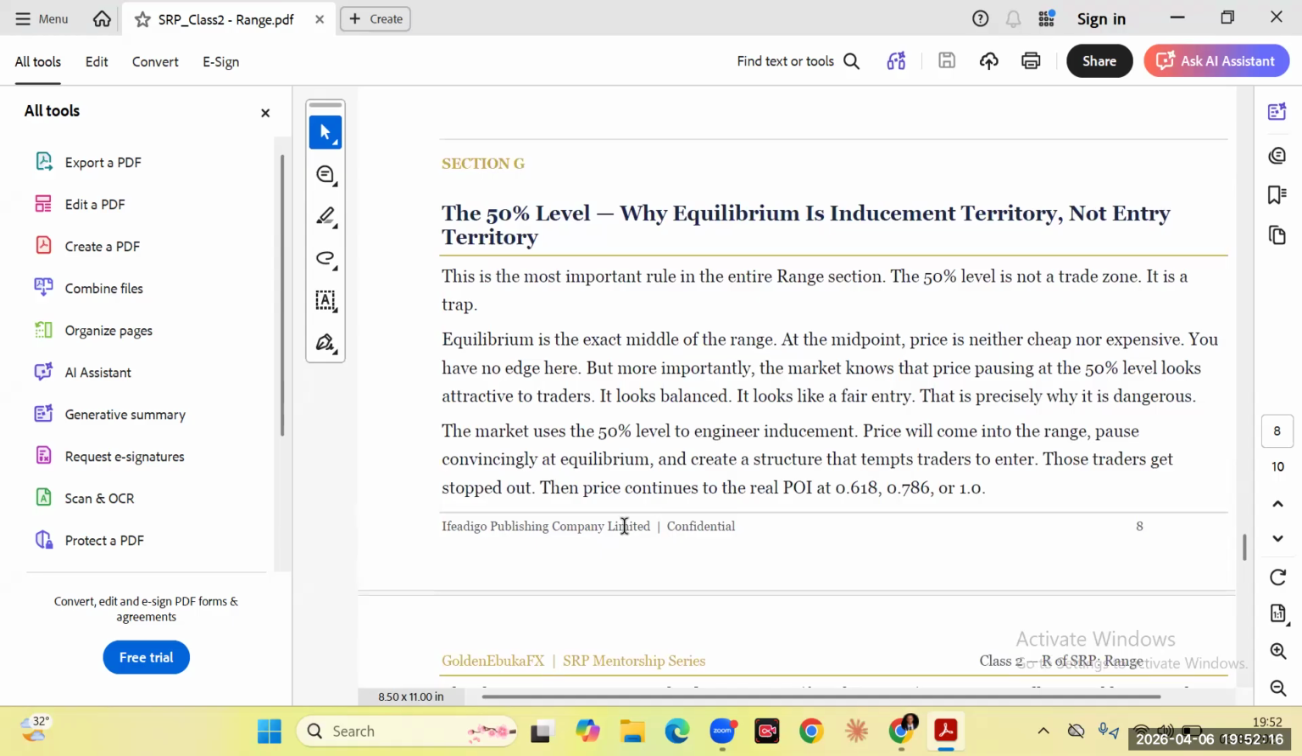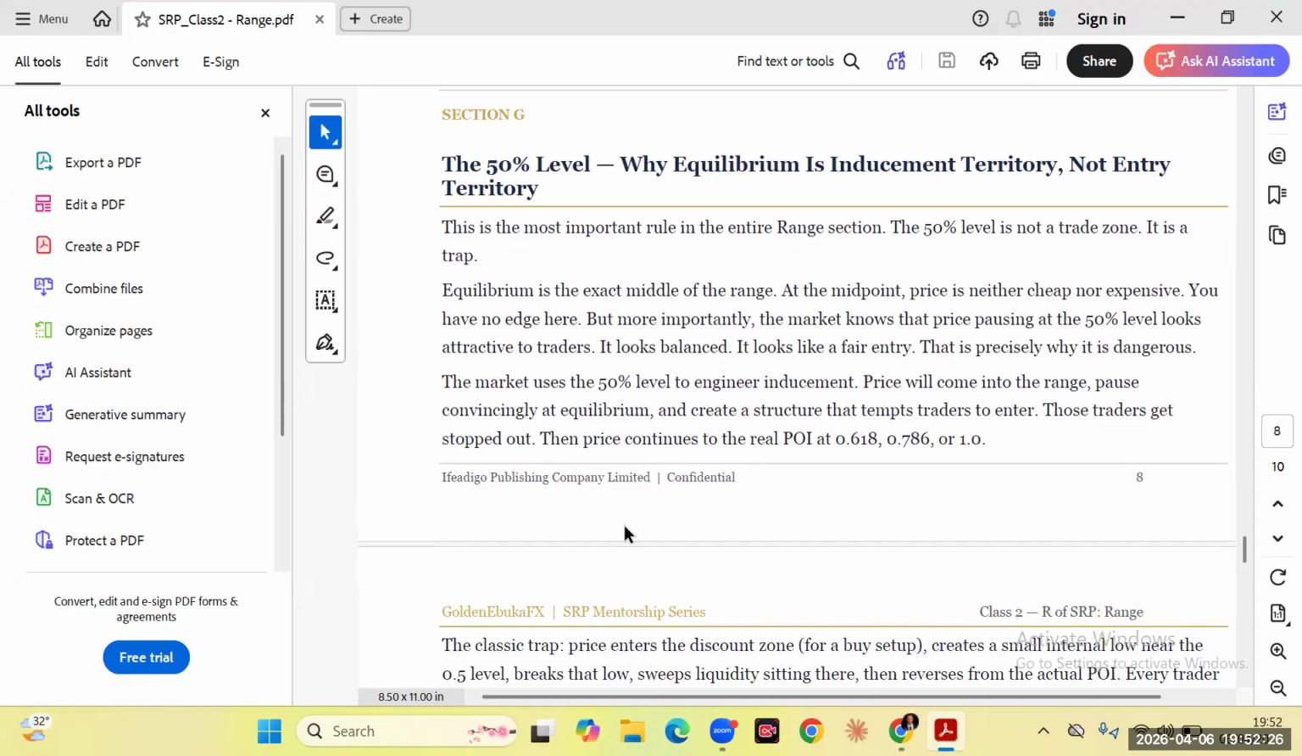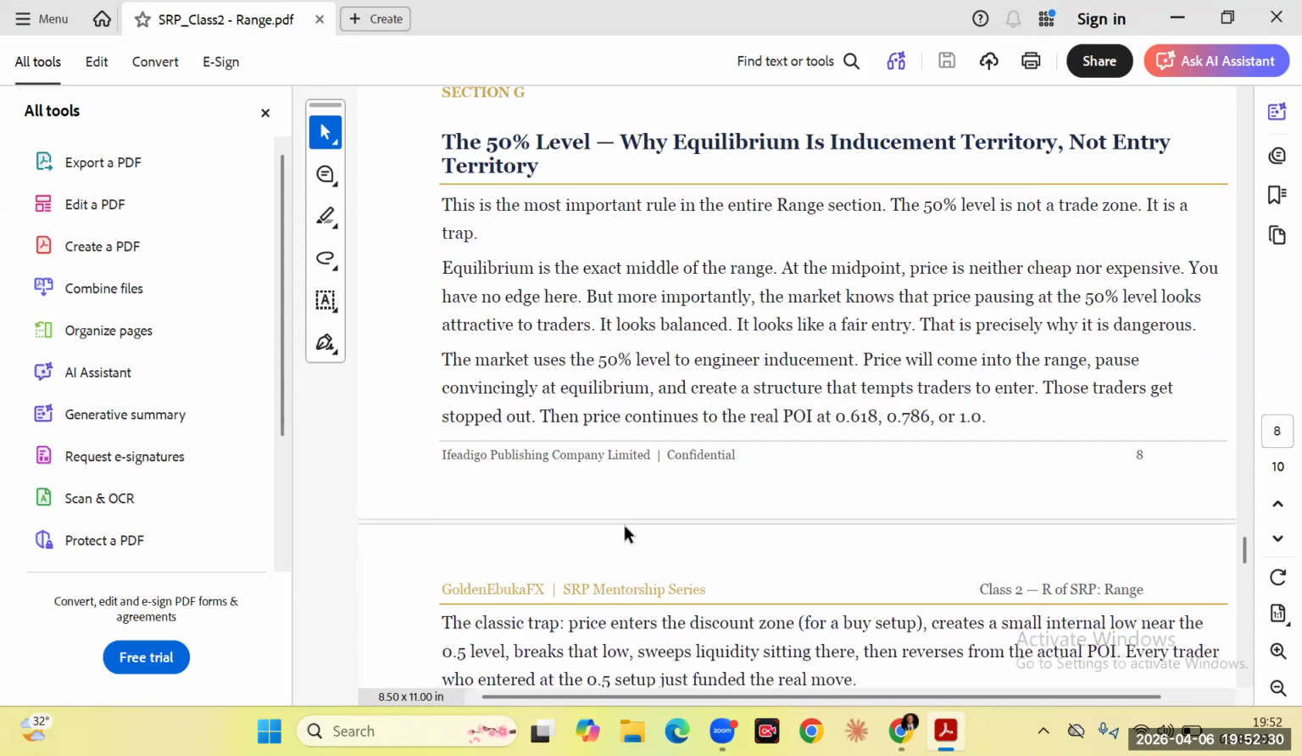The equilibrium zone: why is the equilibrium zone inducement territory and not entry territory? And this is the most important rule in the range section. The 50% is not a trade zone, it's a trap, and I've shown you that on the chart. It is the middle of the range. At the midpoint, price is neither cheap nor expensive. You have no edge here. So you're not doing anything there.